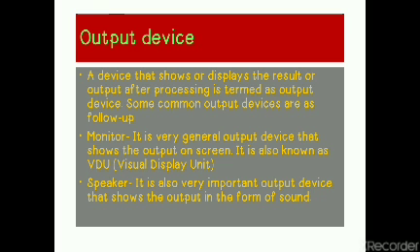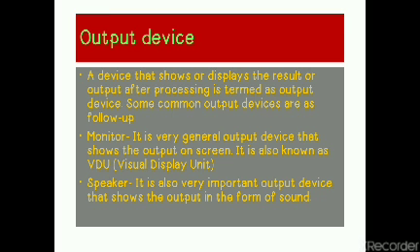Now some common output devices are there. First is a monitor. It is a very common output device that shows the output on screen. It displays output in the form of text, pictures, videos and animations. It is also known as a VDU, which means visual display unit. I think all of you have also seen it in your computer lab, and most of you also have one at home.